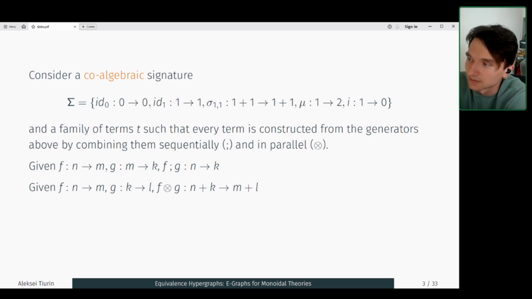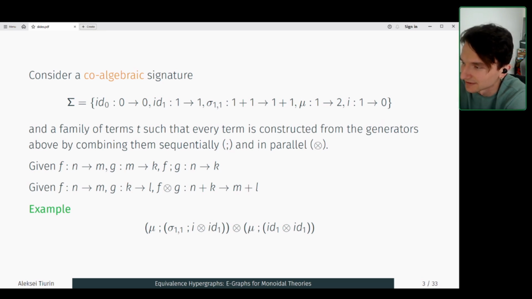And also consider a family of terms such that every term is constructed from these generators above by combining them using sequential composition and parallel composition. Sequential composition combines terms if their types match, and the parallel composition can compose arbitrary terms. An example of a term that can be constructed from such a signature is something like this, which is a parallel composition of two subterms, just a combination of multiplication, symmetry, identity, and unit.